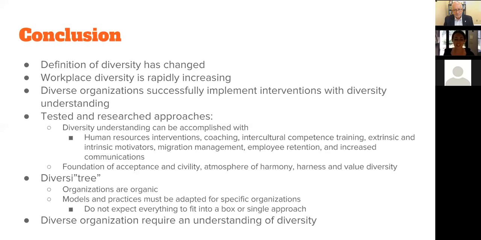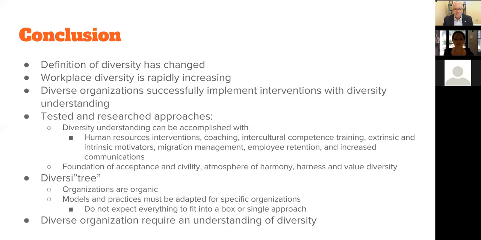And that's a really interesting thing to see. But models and practices must be adapted for those specific organizations. Ultimately, do not expect everything to fit into a single box or a single approach when you're working with diverse employees, because all of their needs are unique.